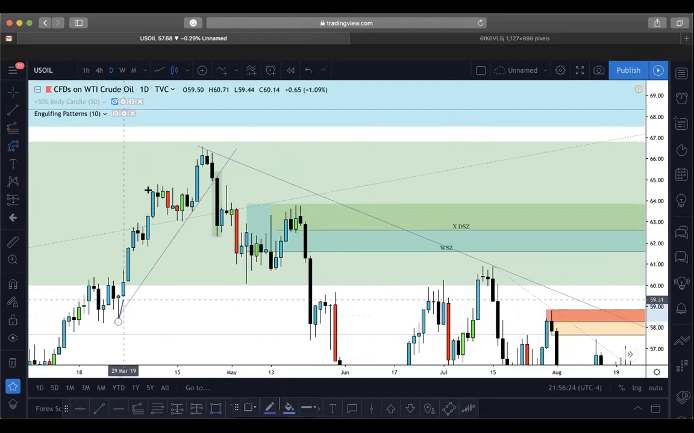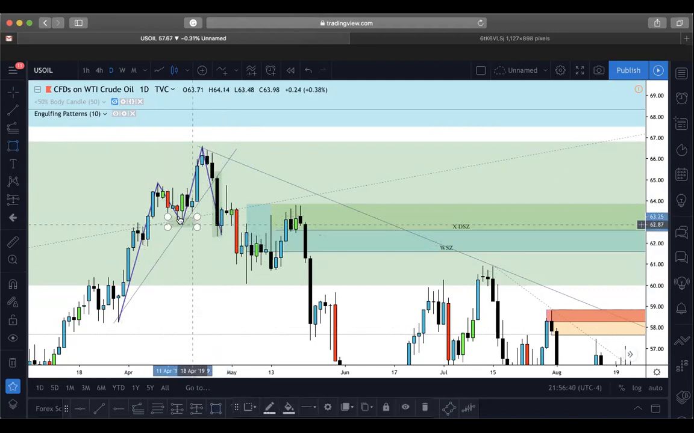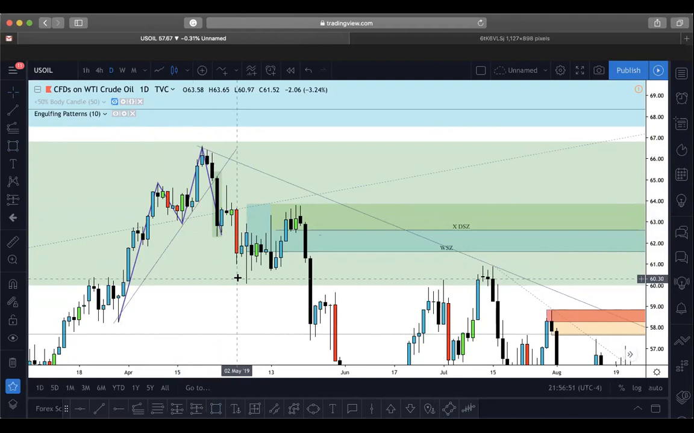Because look at the daily trend right here, right? We had one, the market broke the trend line. Two, the market broke market structure, because look, a higher low was removed, right? So now the trend line is broken, the higher low is removed. That tells me the market has reversed and it's probably going to a downtrend now.